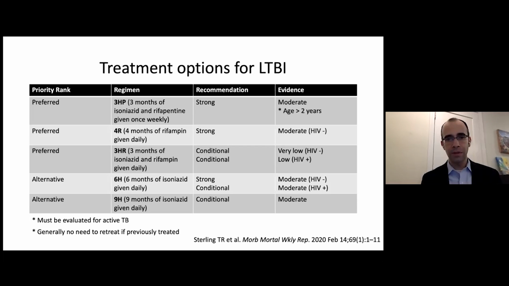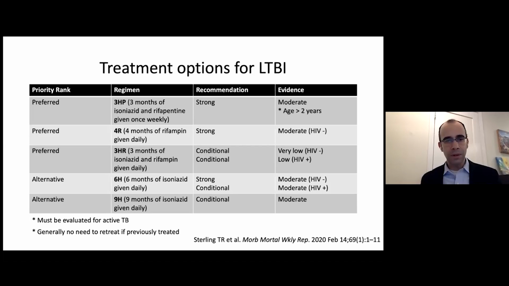In the preferred regimens, we have 3HP, or 3 months of isoniazid and rifapentine weekly. And that's for anybody aged greater than 10 years. There's 4R, or 4 months of rifampin given daily, and that's been studied mainly in HIV negative populations. And then this other regimen that was really not used in the US up till now and used much more in Europe, which is 3HR, 3 months of daily isoniazid and rifampin. And this one has a conditional recommendation.